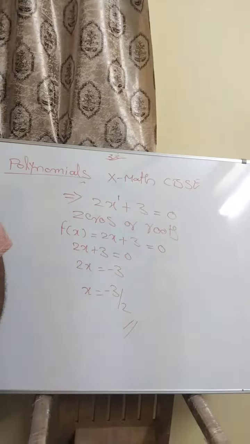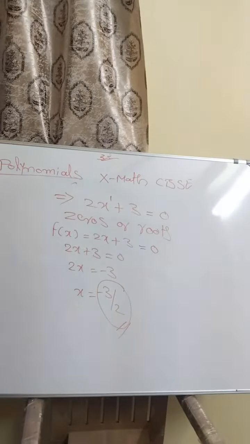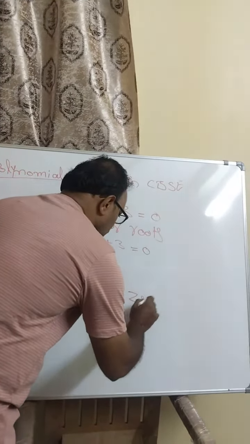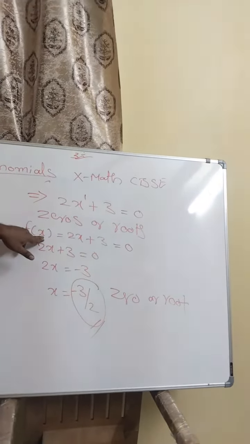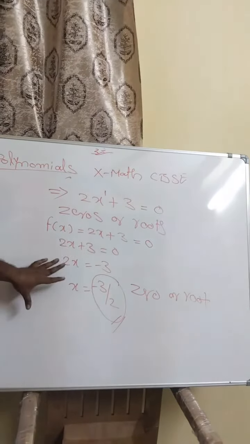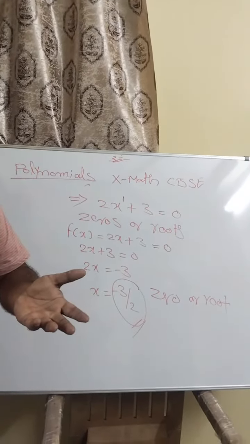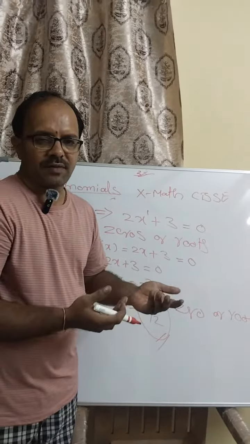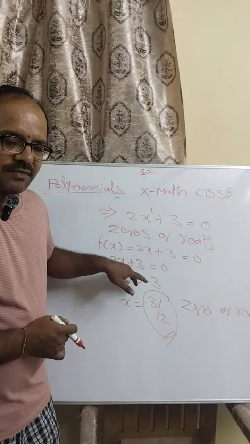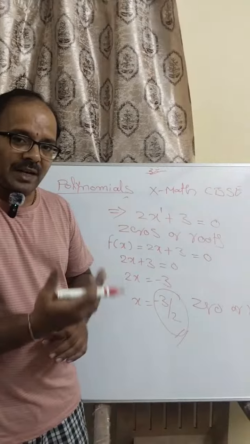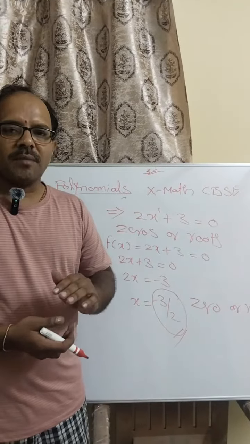Now what is our observation? Minus 3 by 2 is the zero or root of this function f of x. This is how one can determine the zeros of the polynomial or the function f of x. Since we are considering a first order expression, similarly we can evaluate the zeros of polynomials of order 2 and order 3.